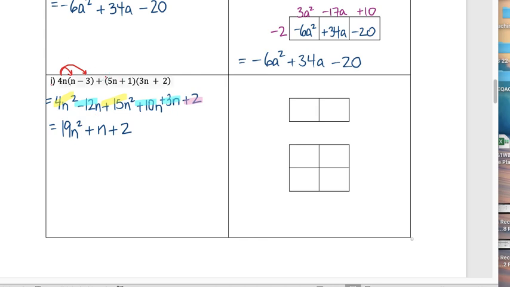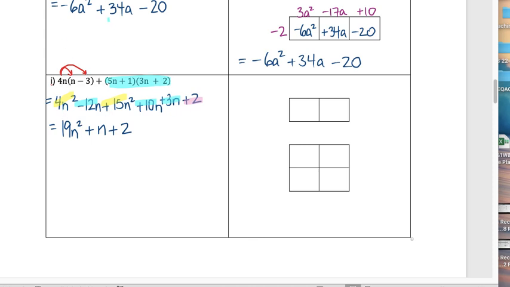And then these ones you're doing separately using your FOIL. So that's your first, 15n squared, outer 10n, inner 3n, last 2.